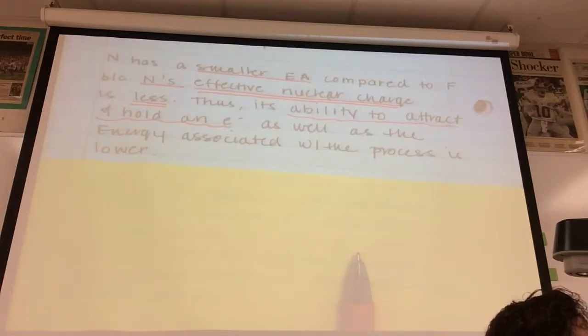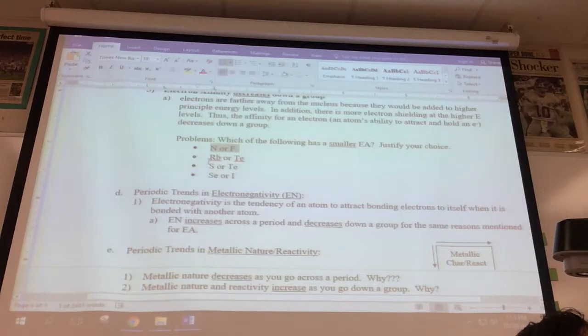It says rubidium or tellurium. Is that what you have in your notes? All right, change strontium to tellurium. Change strontium to tellurium. Let's compare rubidium and tellurium, Te. Let's make that one change.